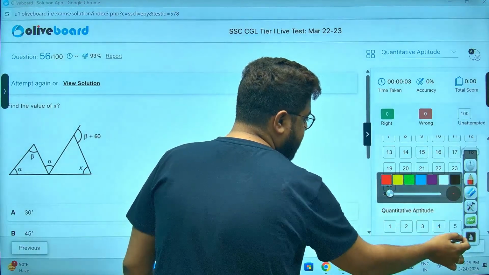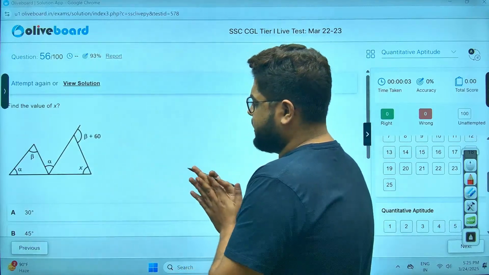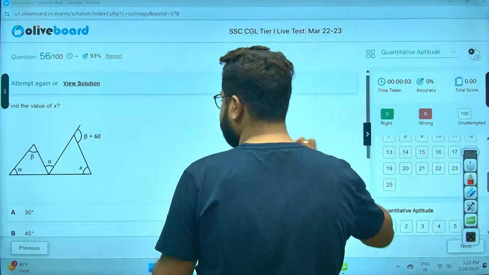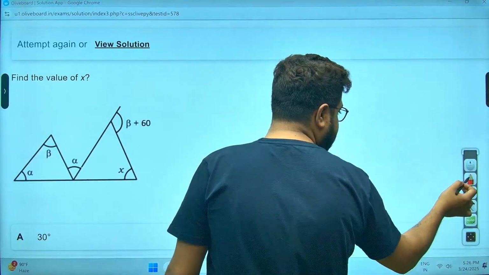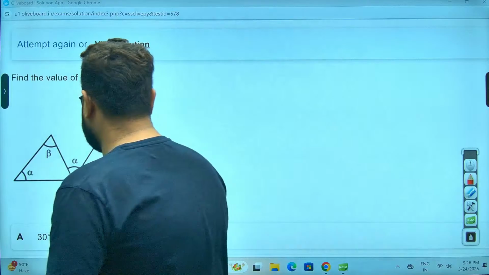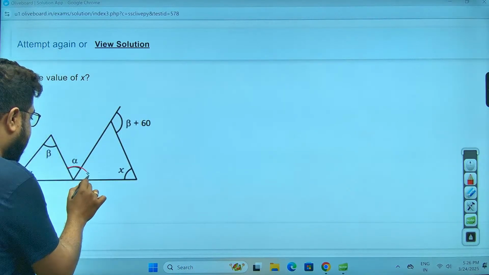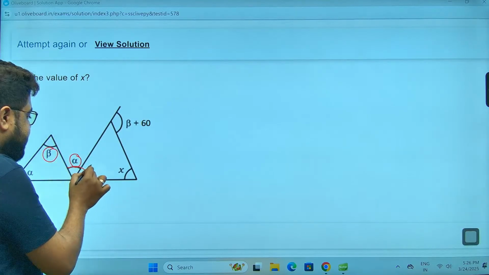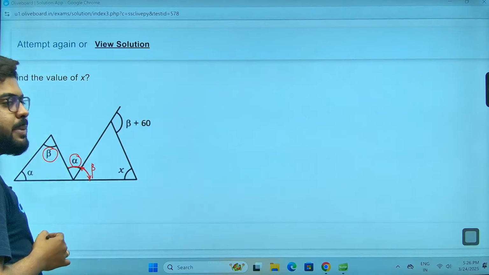So this one, how to do this? The angles are given. This can be done in a very simple manner. You see here, the total angle will be alpha plus beta. This is alpha, so this much must be beta.